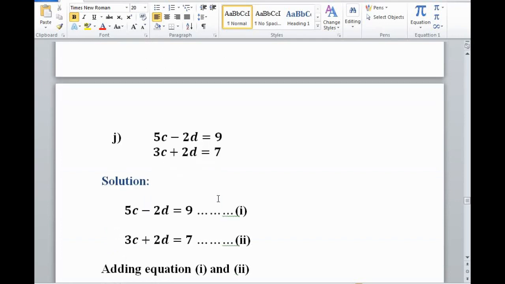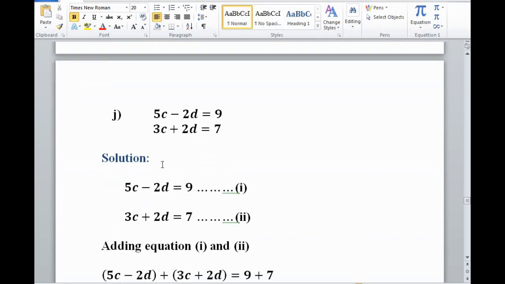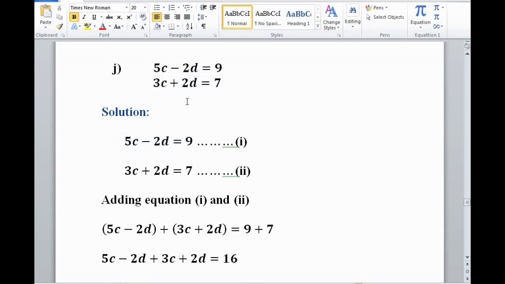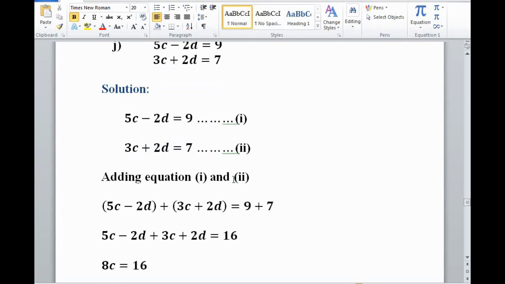Last part of this question is 5c negative 2d equals 9 and 3c plus 2d equals 7. Now we have two like terms, positive 2d and negative 2d. If we add these two equations, we can eliminate variable d from these two equations. So first of all, let's name them equation 1 and equation 2.